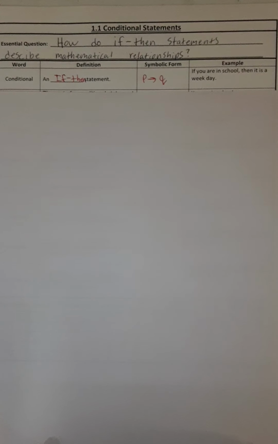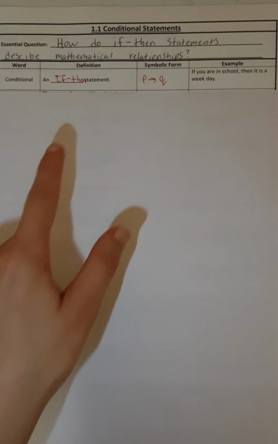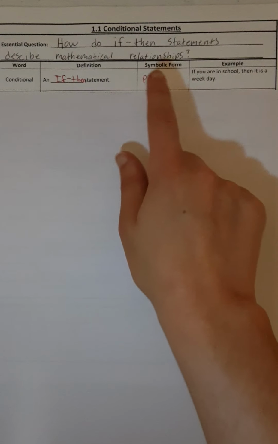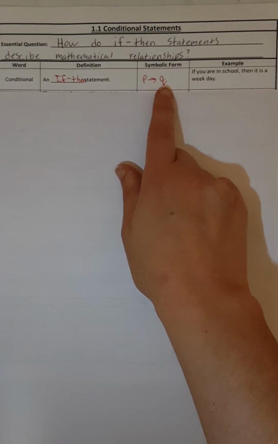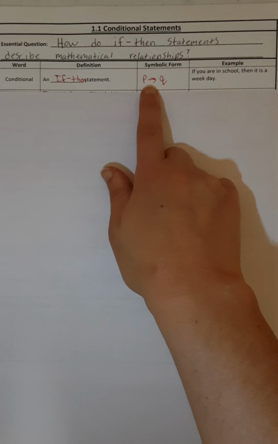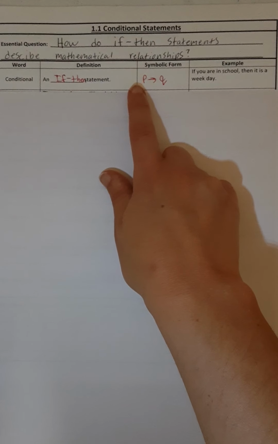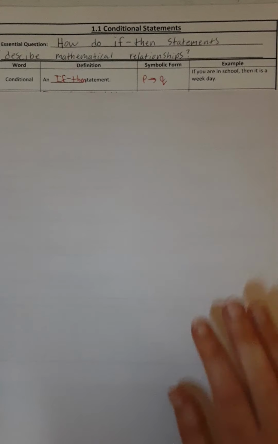Okay. Our first vocab definition is a conditional or a conditional statement. A conditional statement is an if-then statement. So if you clean your room, then you get to go to your friends, or if you are in school, then it is a weekday. And we use this P implies Q notation. That arrow we say is implies. So P would be, well, actually we'll get into that.